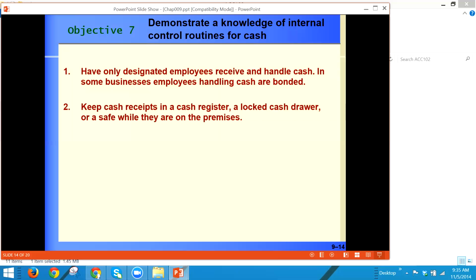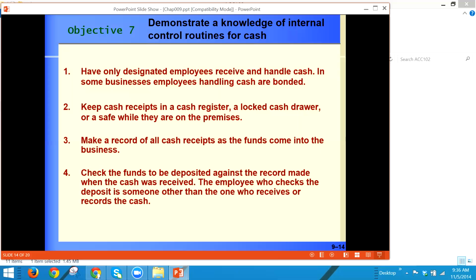Keep cash receipts in a cash register, a locked drawer, or a safe where they are on the premises. You make a record of all cash receipts as the funds come into the business. Is this the cash journal, the cash receipts journal? Yes. Check the funds to be deposited against the record made when the cash was received. The employee who checks the deposit is someone other than the one who receives or records the cash. So we have someone recording the cash in the ledger, someone else who receives the money, and someone who checks the deposit. It can't be the same person.